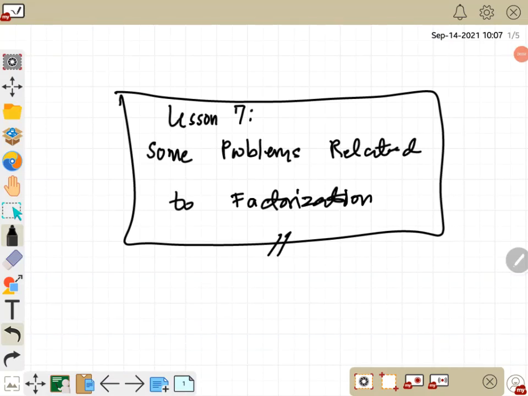In this video, we're going to discuss some problems related to factorization. We're going to apply some of the factoring strategies, techniques, and methods we've learned from lesson 1 to lesson 6 here. So let's start with the first problem.